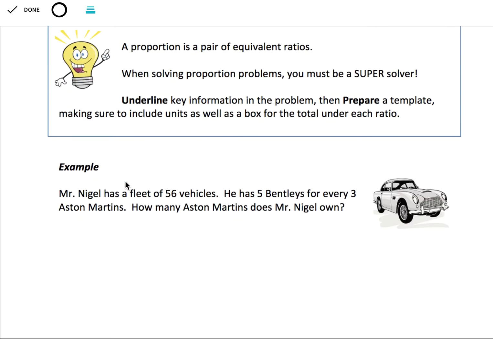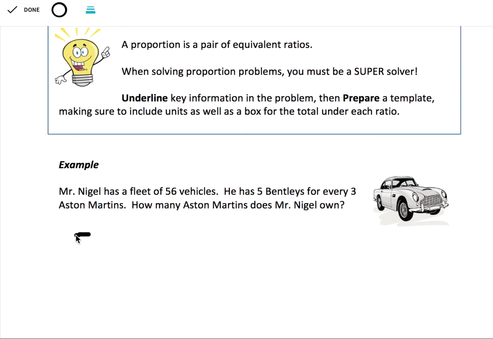Okay, so we're going to take this basic ratio of 5 Bentleys for every 3 Aston Martins. So it's really important you put in the units, at least a letter. So 5 Bentleys, 3 Aston Martins. Right? So if he had 50 Bentleys, he'd have 30 Aston Martins. If he had 10 Bentleys, he'd have 6 Aston Martins. That ratio is going to stay constant.